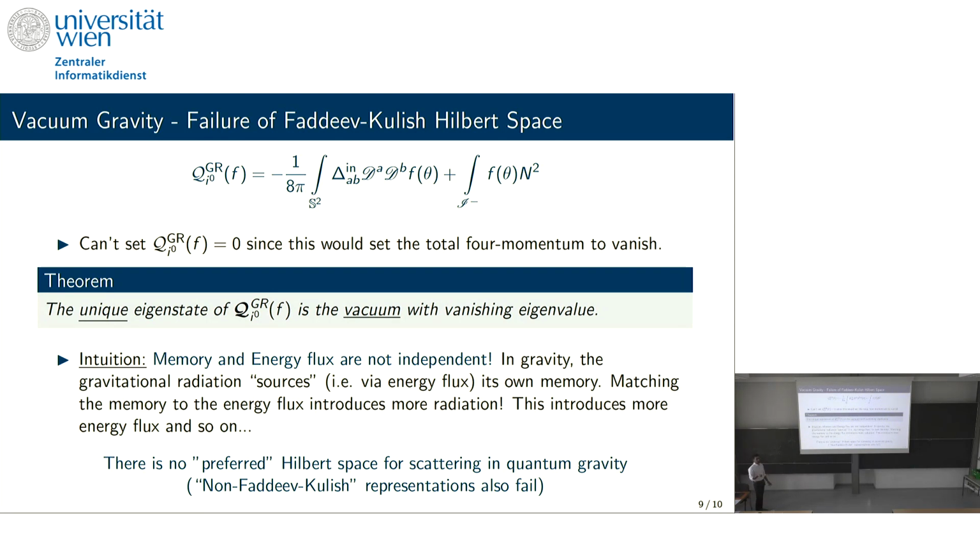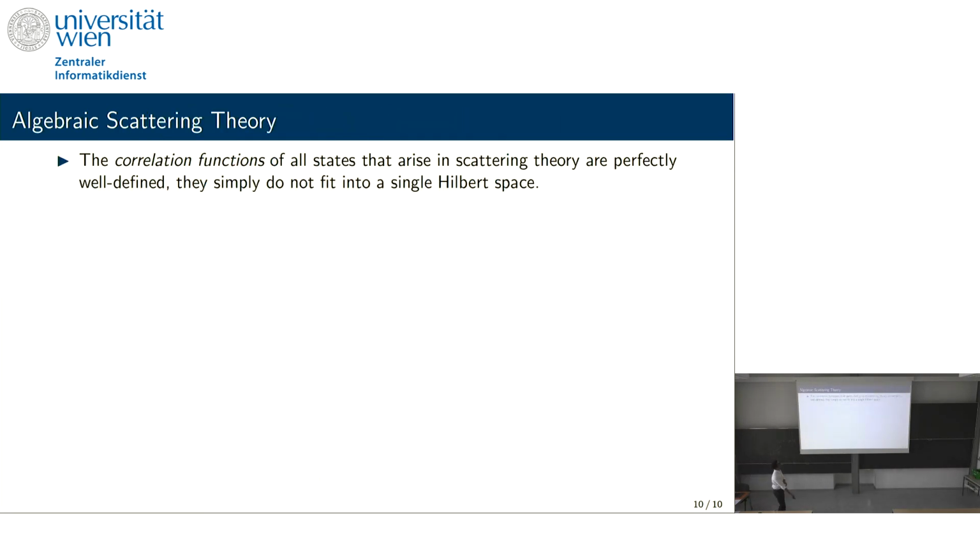And do I have like 3 minutes? Okay. Now, I've been pretty down about scattering theory for the past 40 minutes or so. What do you do differently? Well, the point of view that we would take is to step back and ask, what are the well-defined objects of the theory? The correlation functions of all states are perfectly well-defined. The basic point that we're pointing out is that the states relevant for scattering theory don't all lie in a single Hilbert space representation.